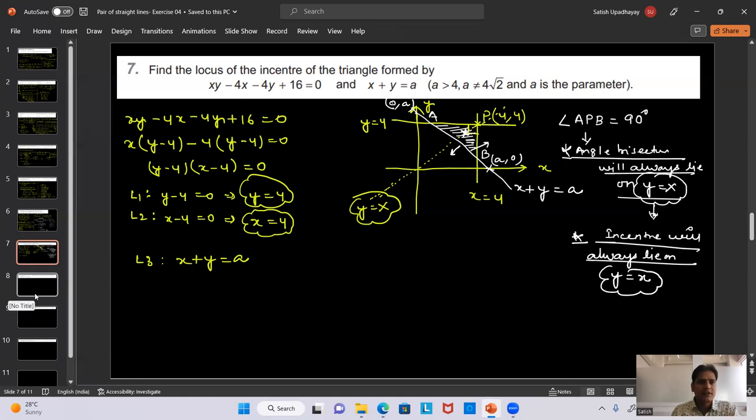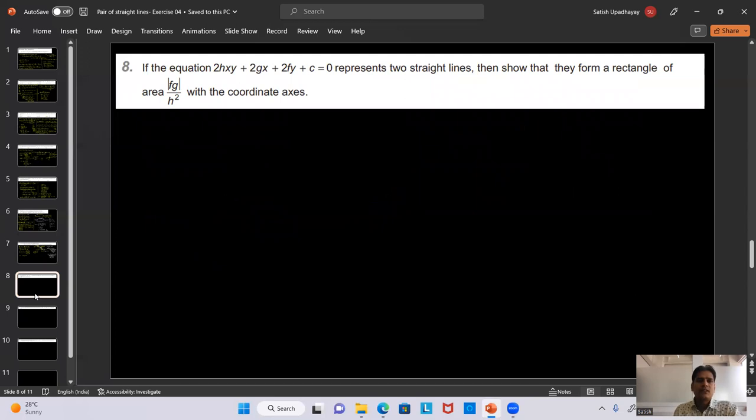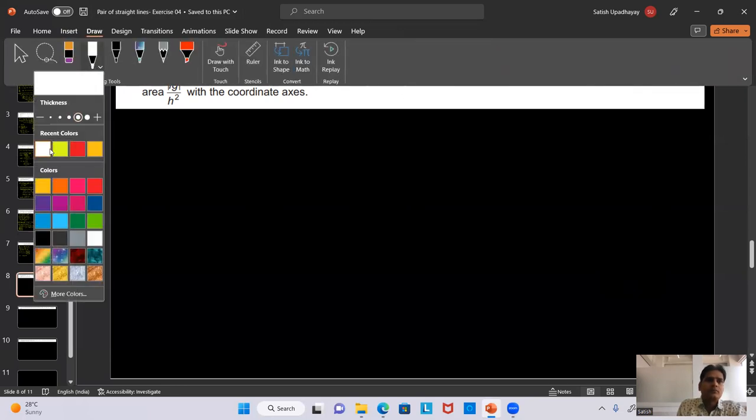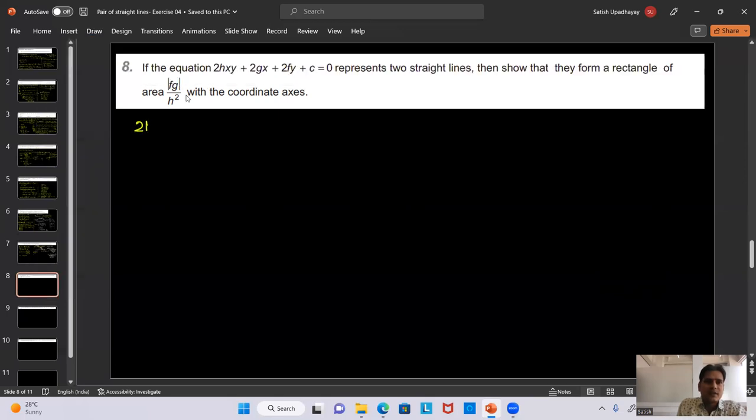So now let's take the next question, question number 8. The question is saying: if the equation 2hxy + 2gx + 2fy + c = 0 represents two straight lines, then show that they form a rectangle of area |fg/h²| with the coordinate axes. So the given equation is 2hxy + 2gx + 2fy + c = 0, and it is representing two straight lines.